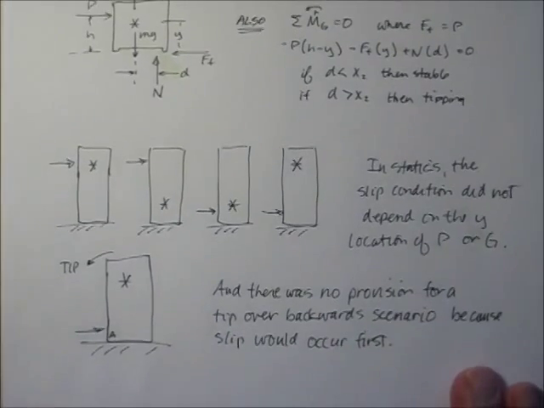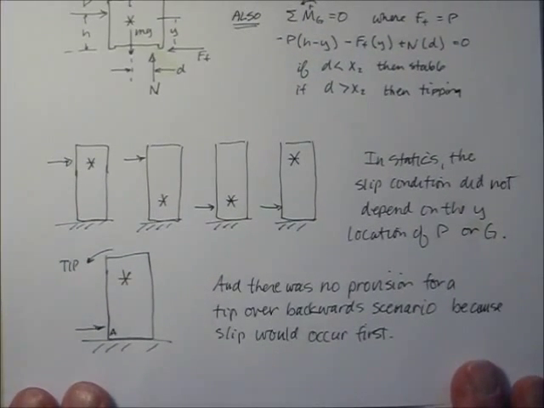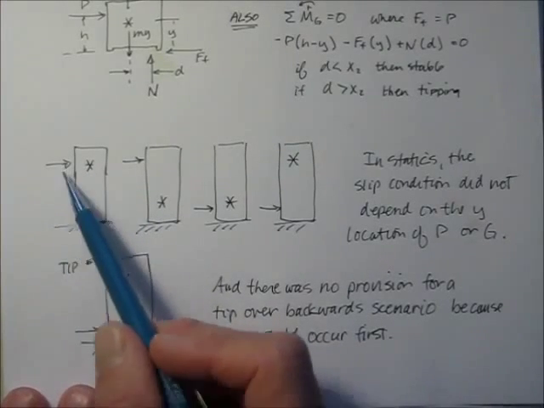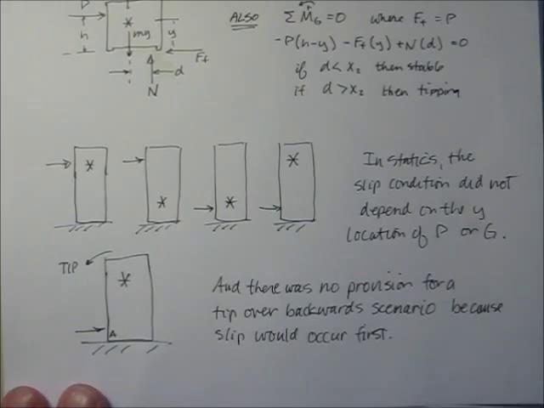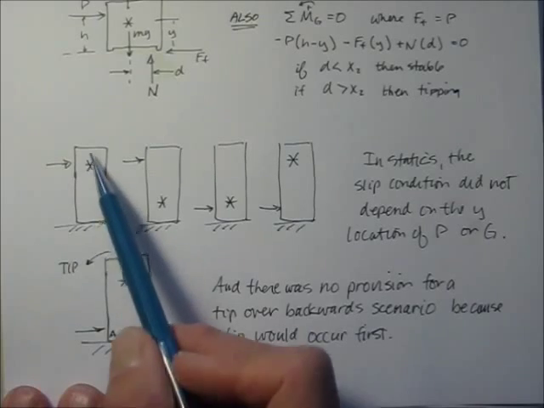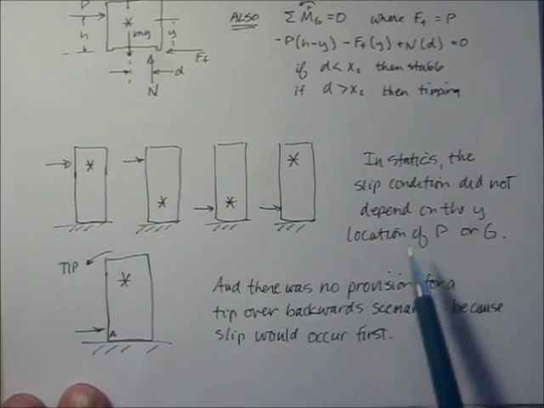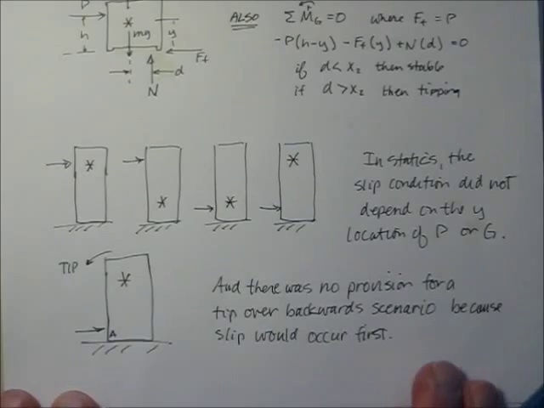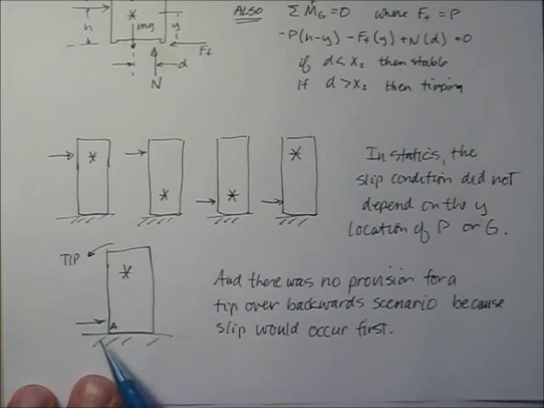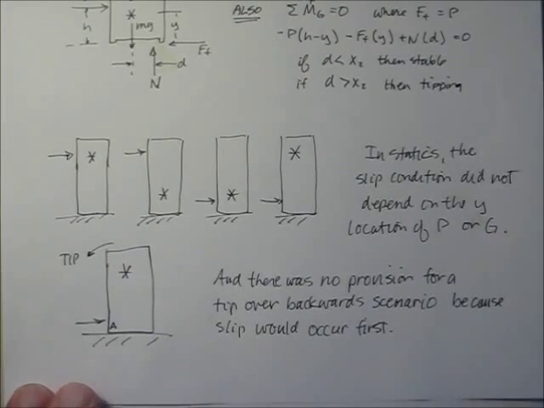A couple other things about tipping in statics. We noticed that in statics the center of gravity and the location of the pushing force did not help us determine whether it was in a slip condition or not. It doesn't matter where P is located on the box, or where the CG is located in the y direction. Slip condition does not depend on either of those. There was also no provision for a tip over backwards scenario. If you're pushing down here and you have a center of gravity up here, it's probably going to tip over backwards, but we could not analyze that in statics because slip would always occur first, and we have to analyze that condition first.